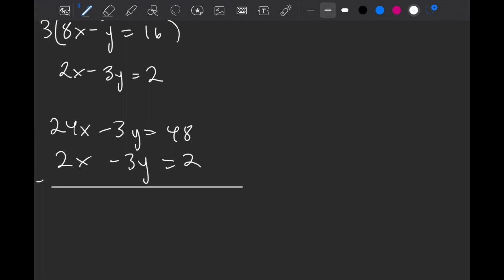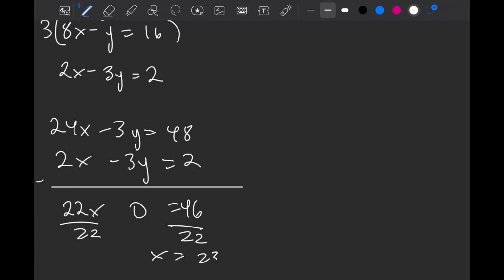When I do the subtraction, 24x minus 2x will be 22x. This is 0, minus 3y minus 3y. And then this will be 48 minus 2, which is just 46. So then I have 22x is equal to 46, so I'm going to divide by 22 and get x equal to 23 over 11.